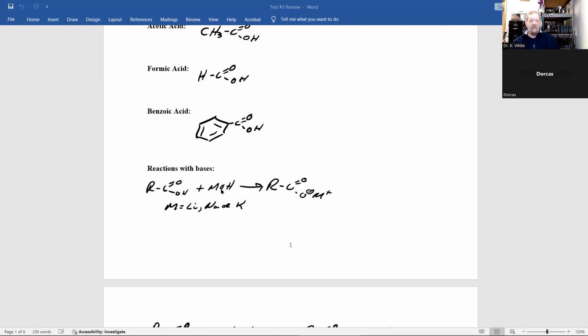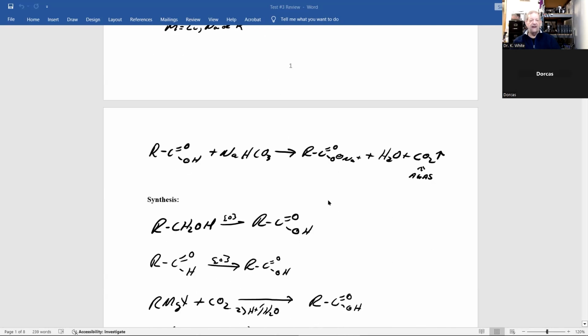And if you react it with a base, MOH, a hydroxide base, where M is lithium, sodium, or potassium, you get the carboxylate anion, the salt. Now, a special case is the base sodium bicarbonate. I think this is one of the 2 reactions I'll ask you all semester to give all the products.